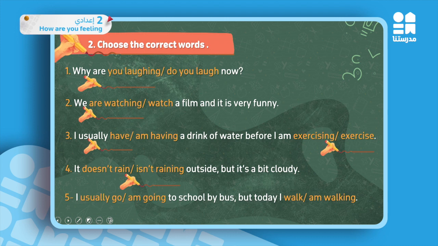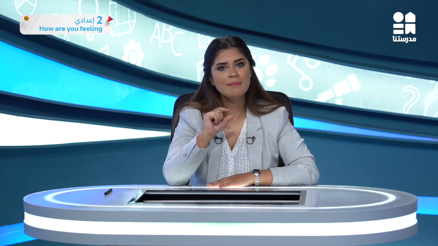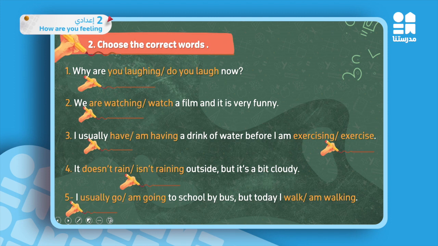Now, for number 5, I usually go or I am going to school by bus, but today I walk or I am walking. We have usually, circle usually. Yes, again, like number 3, it's a keyword for the present simple. That's why I have to choose the infinitive verb. I usually go to school by bus. But today, I'm talking about something different. أنا النهاردة في حاجة مختلفة بعملها مش كل يوم. So which tense are you going to use? Perfect. Present continuous tense. So we have to choose here, for the first one, I usually go, and for the second one, I am walking.